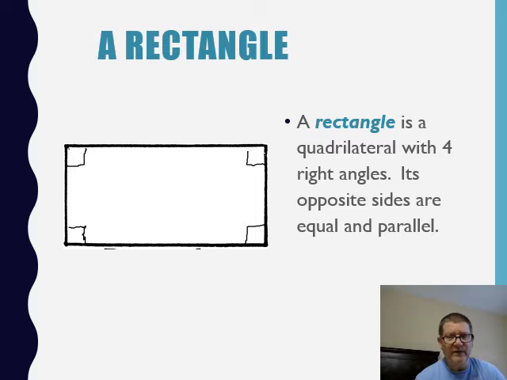And a right angle, remember, means it's 90 degrees. So it has four right angles, and its opposite sides are equal and parallel. Once again, that means that this side and this side are equal, and this side and this side are equal and parallel. So if you remember when we talked about a parallelogram, it said opposite sides were equal and parallel. Well, that means a rectangle could also be classified as a parallelogram. But not all parallelograms are rectangles, because remember, a parallelogram did not say that it had to have four right angles. So a rectangle has to have four right angles.